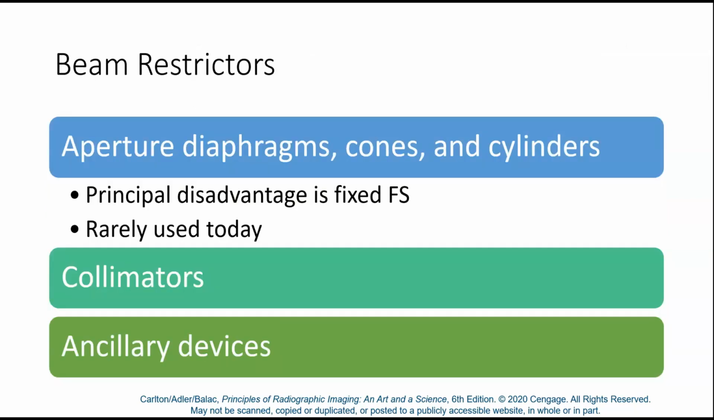So there are different beam restriction devices. There are aperture diaphragms, cones, and cylinders, and we talked about that in our last lecture. The principal disadvantage of these is a fixed field size. You can't adjust the collimation. So with cones and cylinders, we don't use them very often. Aperture diaphragms are fixed. We like variable collimators, right? We're going to talk about some ancillary devices also. We don't normally use these cones or cylinders anymore. Very common way back in the dark ages when I first started, but nowadays not as common.